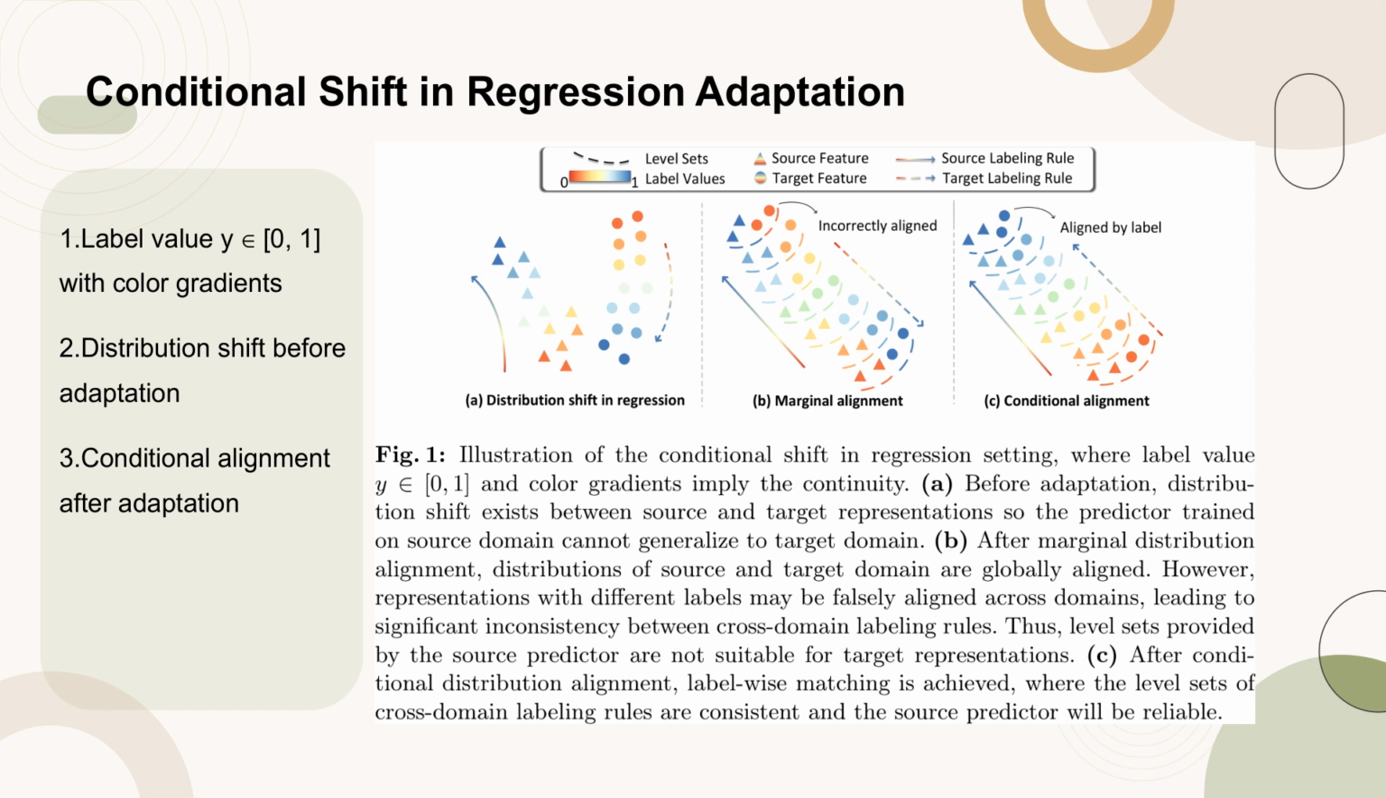Part B shows that after marginal distribution alignment, the distributions of the source and target domains are globally aligned. However, representations with different labels may be falsely aligned across domains, leading to significant inconsistency between cross-domain labeling rules. Consequently, the level sets provided by the source predictor are not suitable for target representations. In Part C, after conditional distribution alignment, label-wise matching is achieved. Here, the level sets of cross-domain labeling rules are consistent, and the source predictor becomes reliable.